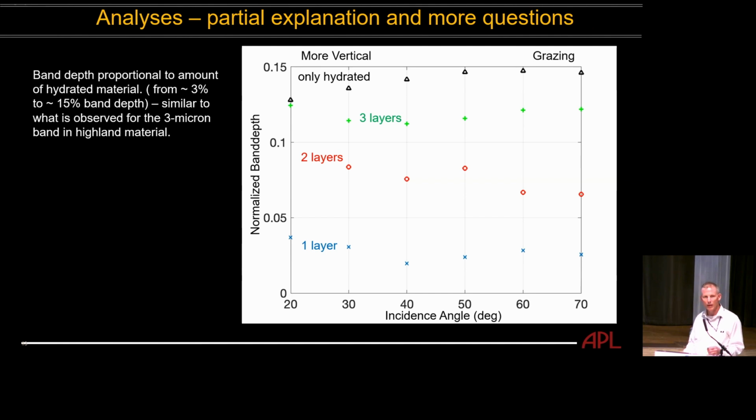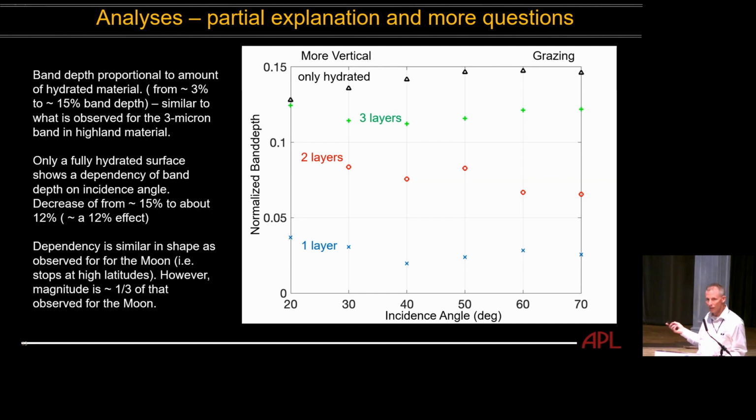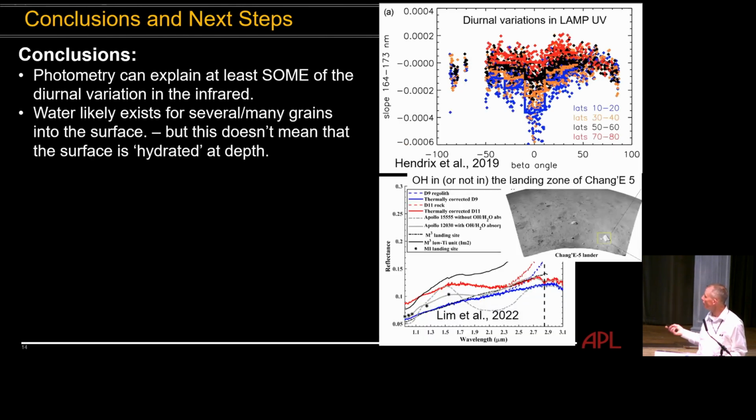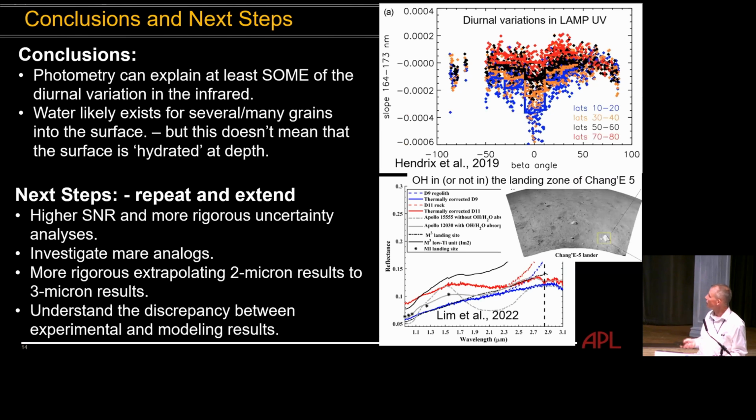There is clearly a dependency on incidence angle for the depth of this absorption band. This did not show up in the 1, 2, and 3 layers, perhaps due to noise, but it's very suggestive that there is a photometric effect, but it's not strong enough. I'm going to skip through some other things and just end with: photometry can explain at least some of the diurnal variation in the infrared. But overall, I'd say that we still do not understand this diurnal variation. The numbers don't quite work out, and we have more work to do on it.